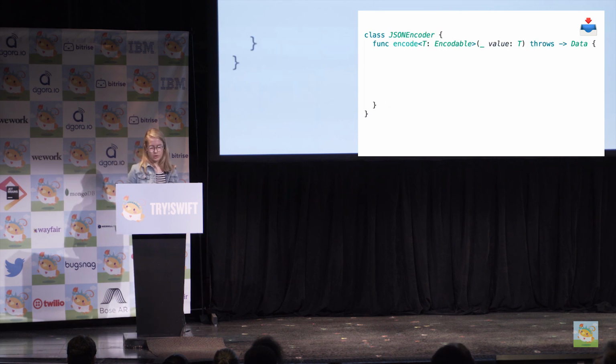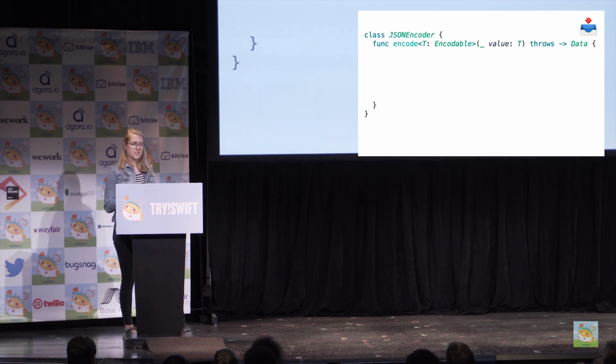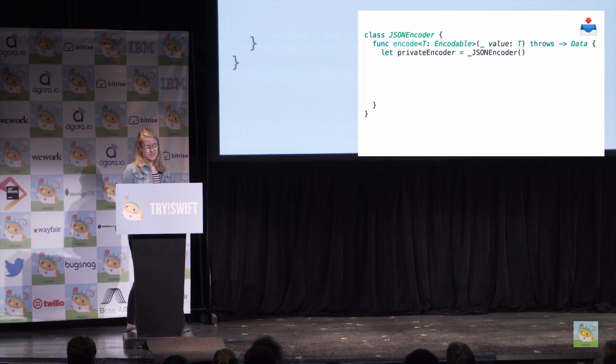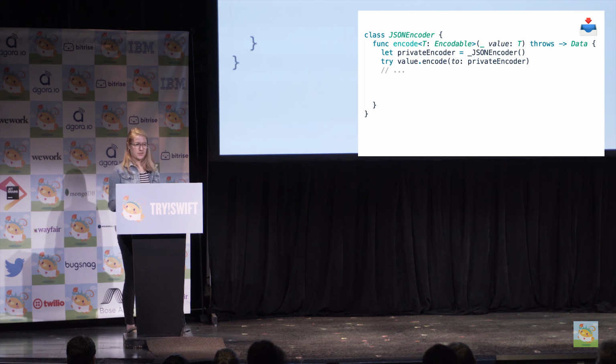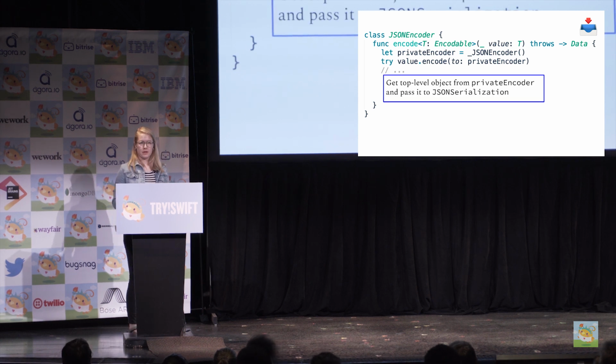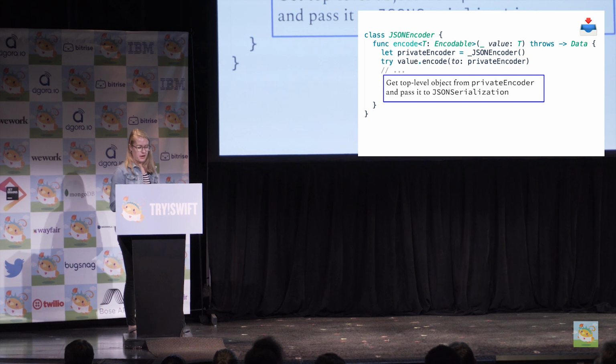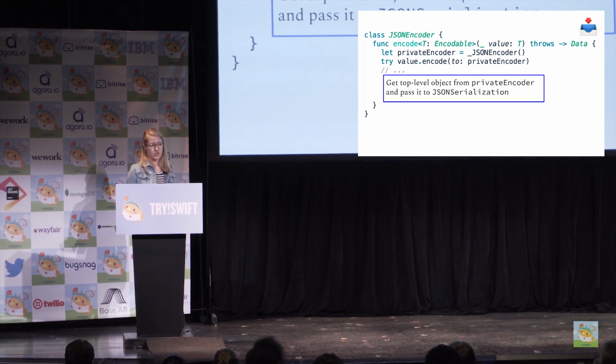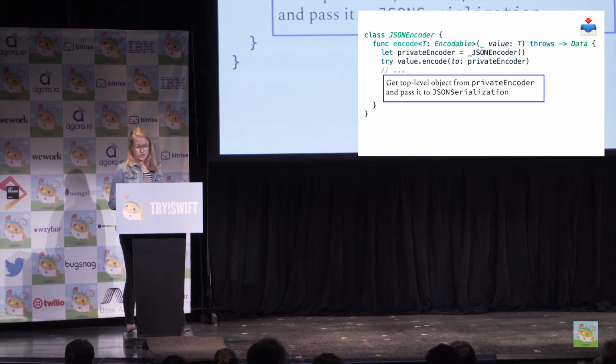So when you call encode, a summarized version of what's happening is that first a private encoder gets created. Then that private encoder is passed to the type's Encodable protocol encode method. And then the encoder will get that top-level NS object from the private encoder and pass it to JSONSerialization and get out the JSON data, which it returns to you.